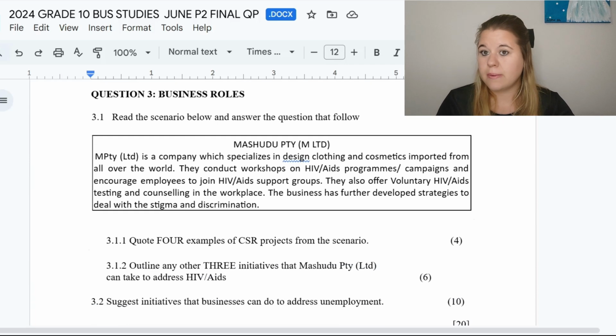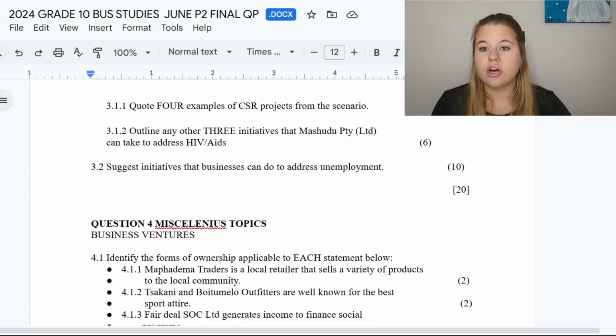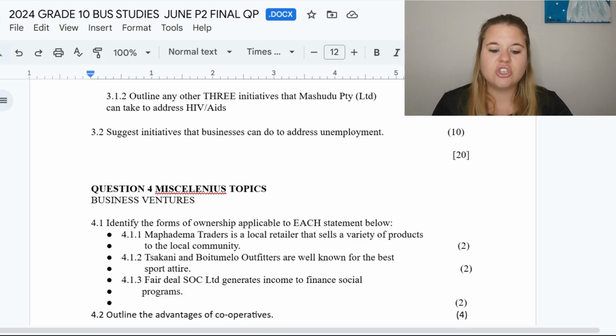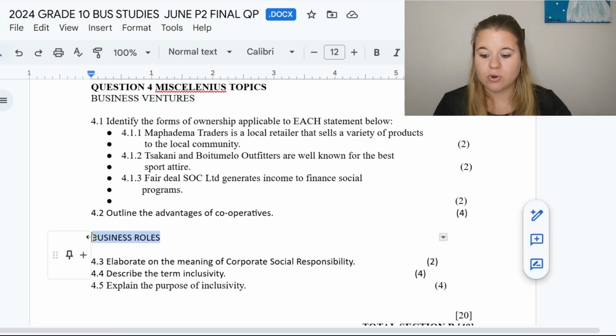Then move on to question 3, business roles. Here we're looking at 4 examples of CSR projects, corporate social responsibility. Outline any 3 initiatives to address HIV/AIDS, also corporate social responsibility. Suggest initiatives that the businesses can do to address unemployment. Then the miscellaneous topics. Again, you see it's split half and half. We have business ventures, and then we have questions on business roles.